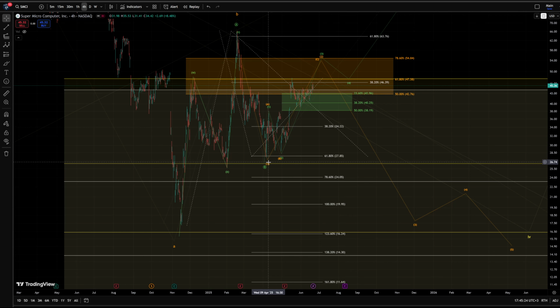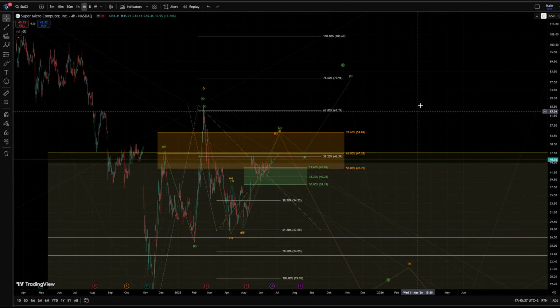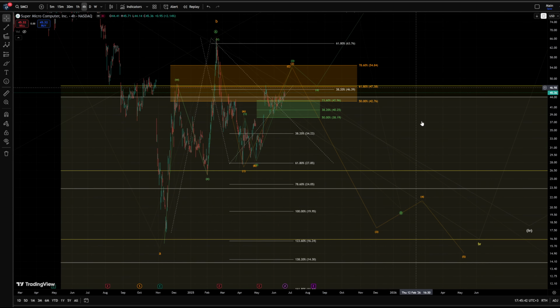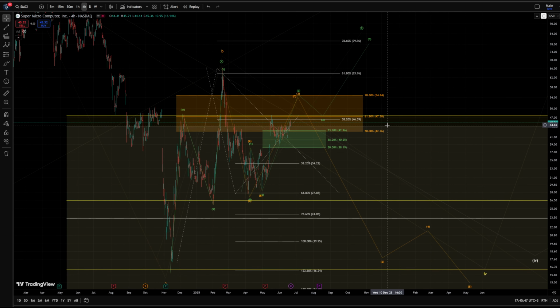There's also a green scenario where the B wave from this larger ABC would take us instead to around $20 and then find support there and still take us higher, even above $66. But you have the levels, the support zone and the resistance zone. If we enter this green box, you can enter a trade if you want. If we break below it, I would say a stop loss would be quite useful in this case. And this is the trade setup.